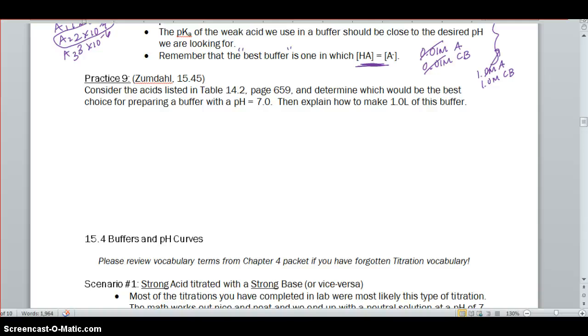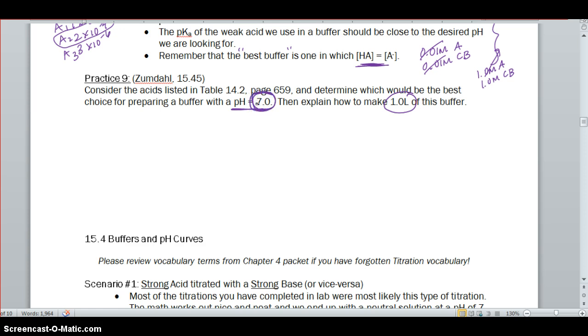Alright, so it says, consider the acids listed on page 659 and determine which is best for preparing a buffer with a pH of 7. Then explain how you would make a liter of this buffer. So if you flip to that table, and feel free to pause the screencast so you can do that, you've got a long list of acids there. And remember, the trick is pH is equal to pKa, so we want to find the Ka that has an exponent closest to 7.